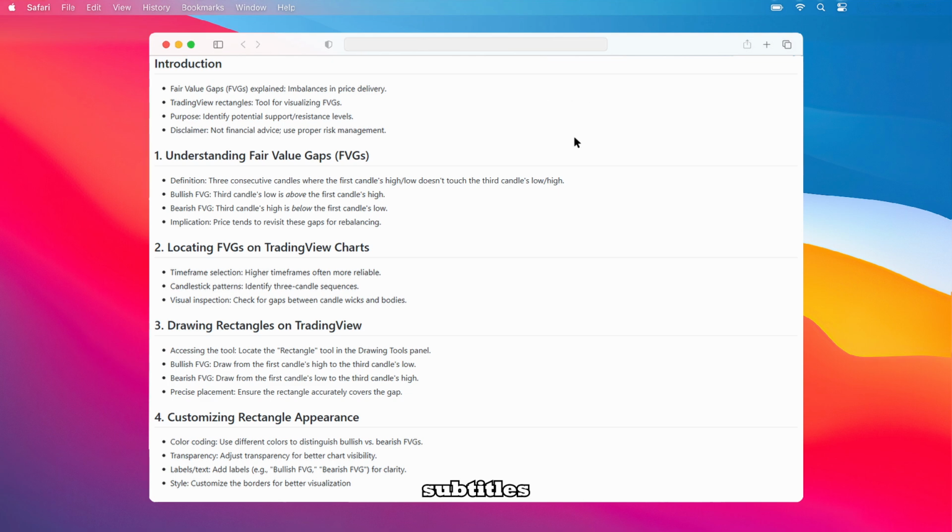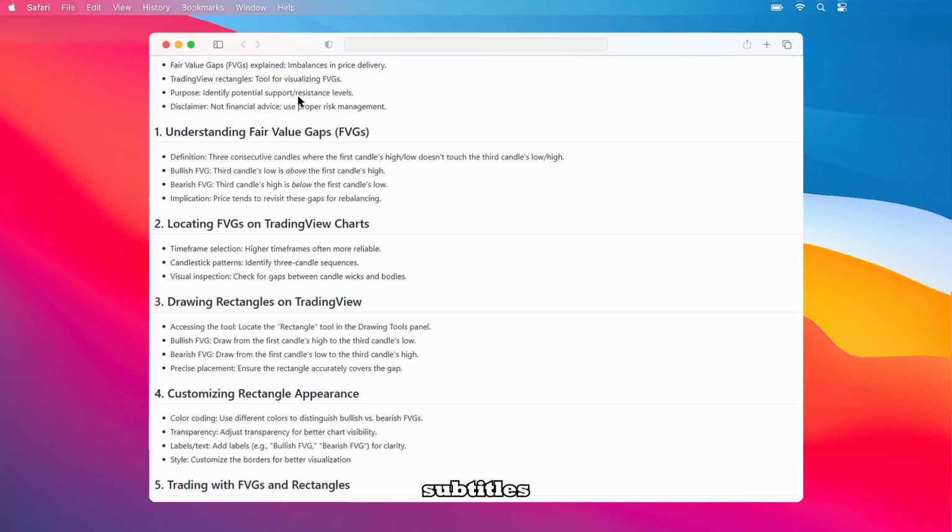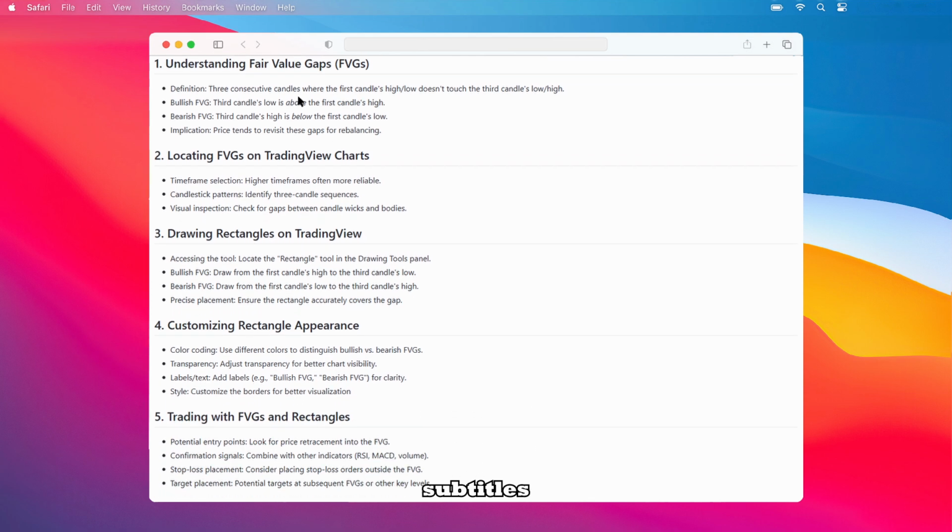Let's start by understanding what fair value gaps actually are. A fair value gap is defined as 3 consecutive candles where the first candle's high or low doesn't touch the third candle's low or high. A bullish FVG occurs when the third candle's low is above the first candle's high, while a bearish FVG happens when the third candle's high is below the first candle's low. These gaps imply that the price tends to revisit these areas for rebalancing.